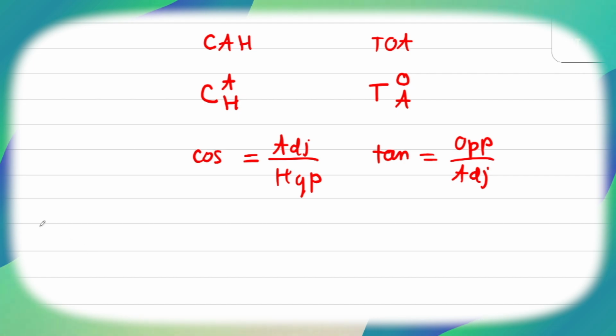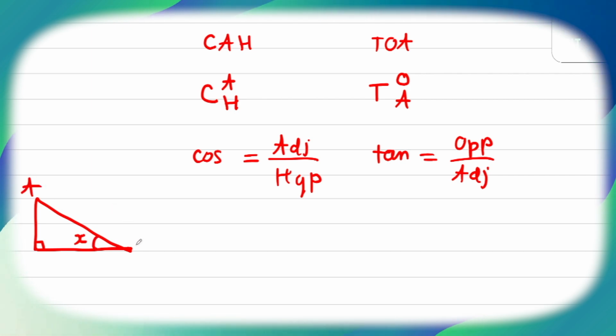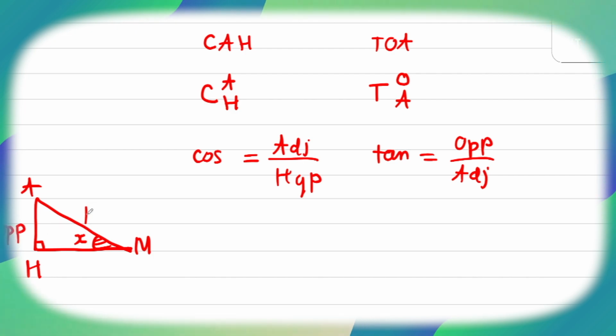For the right angle triangle, like this one, I want to choose one angle, here: A, M, H. You should know the name of each side for this case. The opposite side of H will be A. The longest side will be the hypotenuse, and the remaining side will be the adjacent.